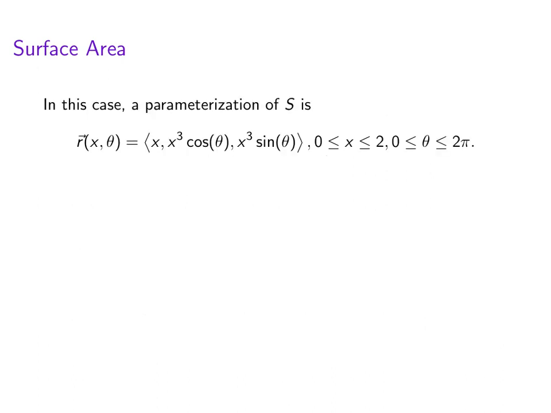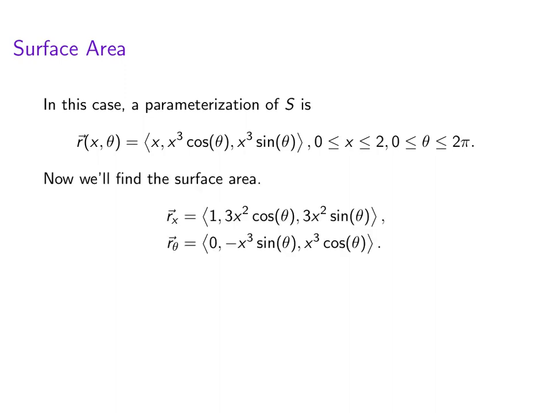So in the particular case we're dealing with, here's the parameterization I think we want to deal with. We'll say that r of x, theta is x, x cubed cosine theta, x cubed sine theta. And as we said before, the values of x go between 0 and 2. The values of theta go between 0 and 2 pi. All right, we've got the parameterization.